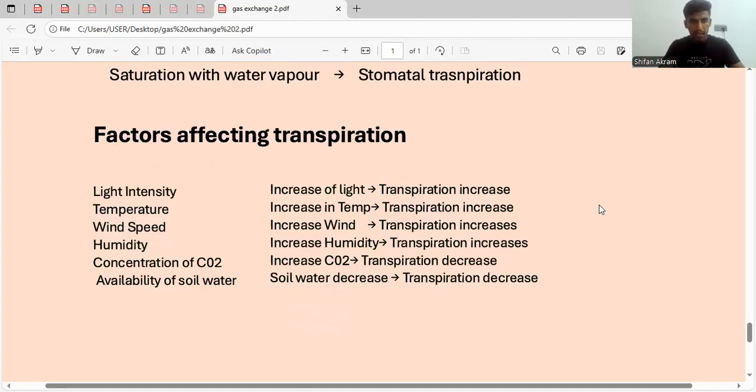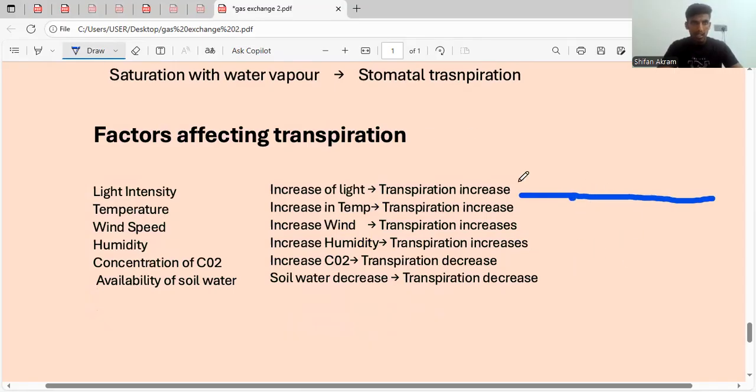Third one, we have wind speed. This is a bit more complicated than the other two. First let's take a look at the scenario when there is no wind. When there is no wind, the humidity is very low in the outside air. So this is the surface of the leaf, and this is the mesophyll cell layer. Here we have the stomata.